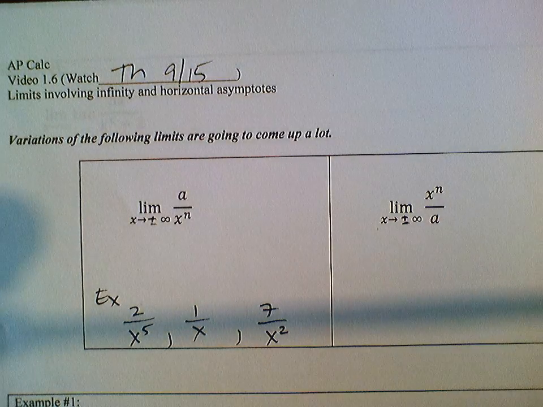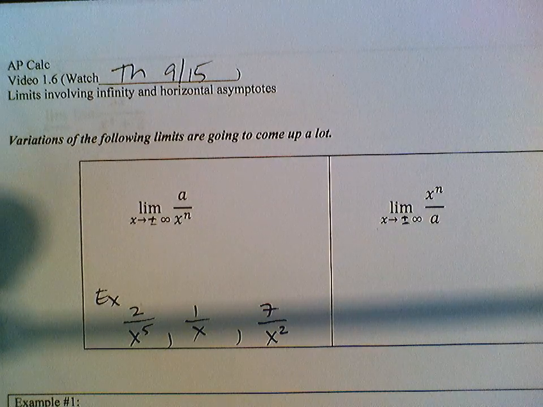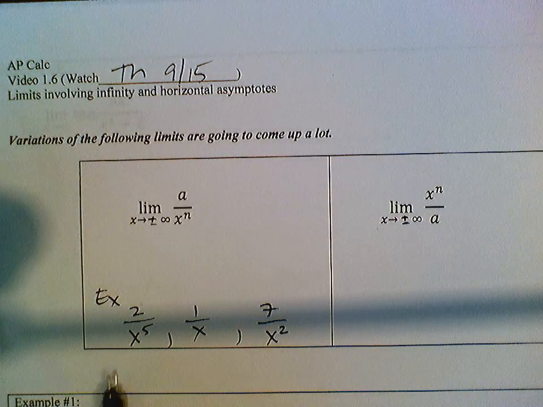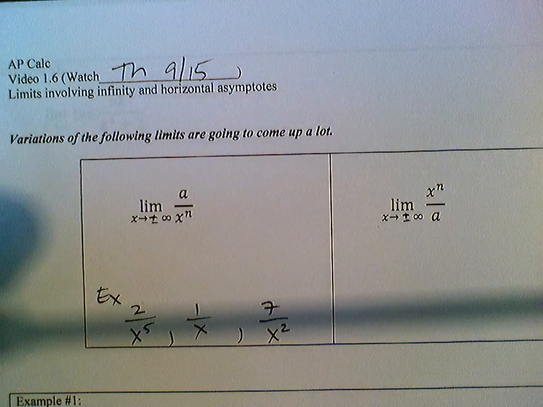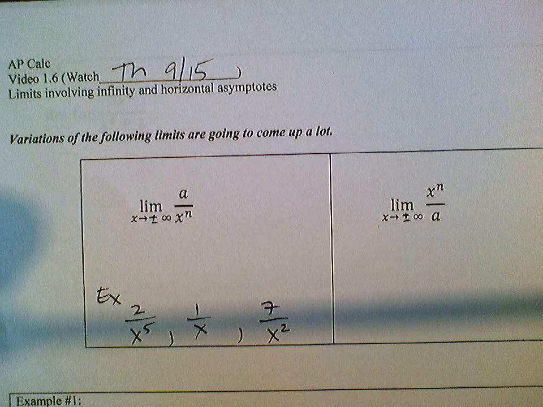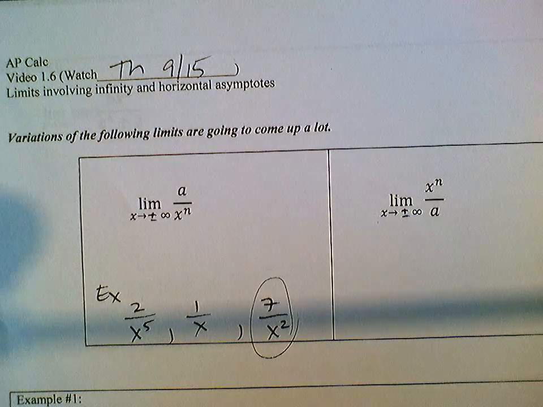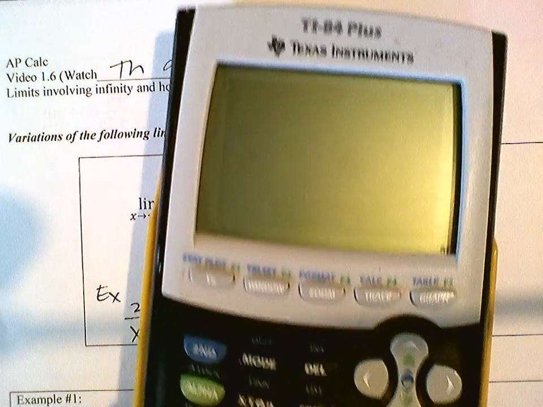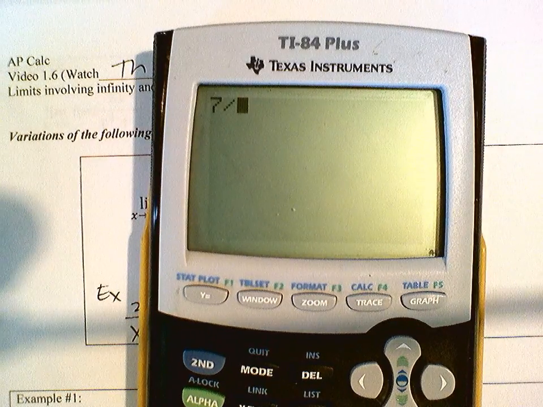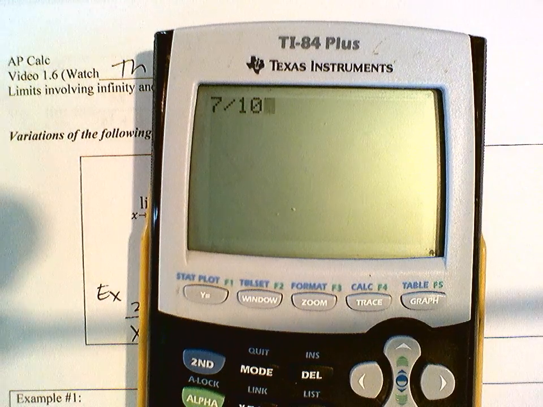The other one is just like the reciprocal situation. But if x is getting bigger and bigger and our function is a over x to the n, then the question is what's happening to y? It's the function value. Okay, so let's take this one and see what happens as x gets bigger and bigger. All right, so here's my calculator. Our function is 7 over x squared. So let's start with 7 over 10 squared.